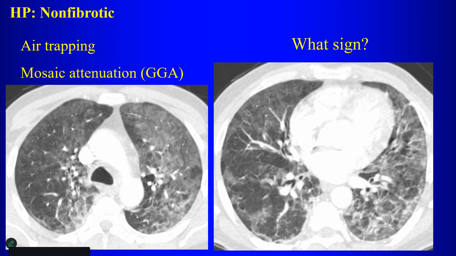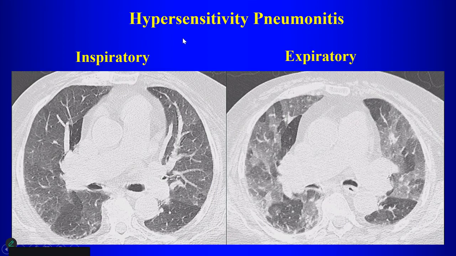Head sign, right. So that mixed attenuation where you have central lobular areas of air trapping, secondary pulmonary lobules of ground glass, and also areas of more normal lung. That's called the head sign. And if you're looking for air trapping, you want to do expiratory views. The expiratory views can show you the air trapping much better, right? So you always want to do that when you're looking for small airway disease.